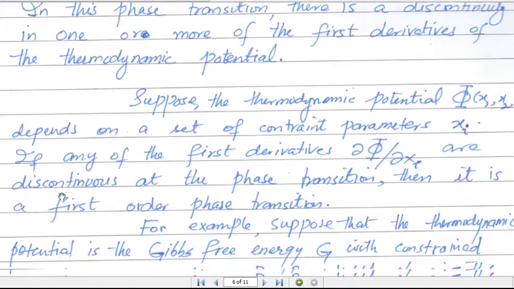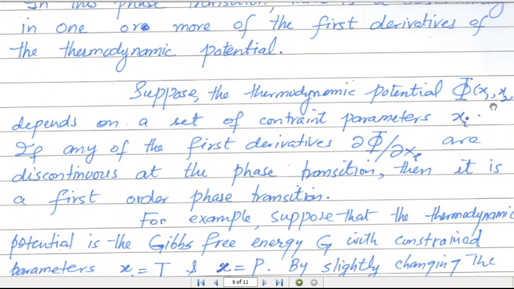Suppose that the thermodynamic potential phi depends on some set of constraint parameters xi. If any of the first derivatives of this thermodynamic potential are discontinuous at the phase transition, then it is known as a first order phase transition. What is important to note is that if any one of the first derivatives shows discontinuity, then it can be regarded as a first order phase transition.